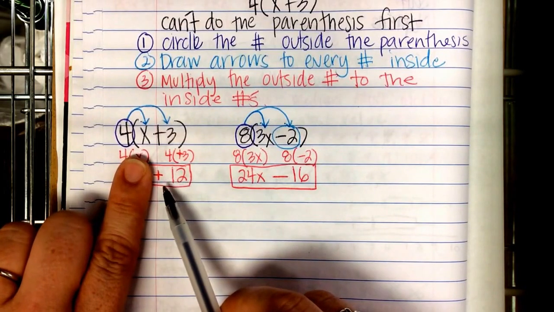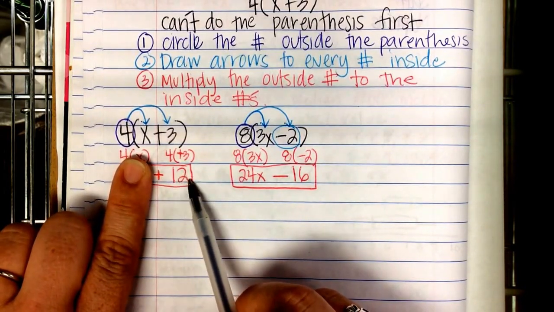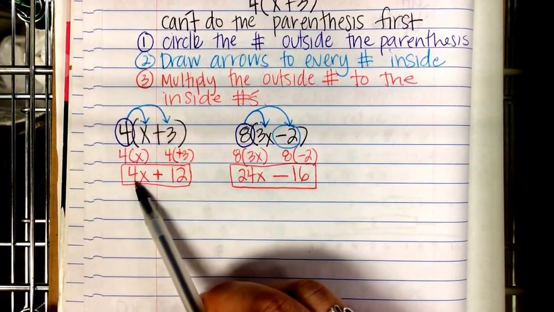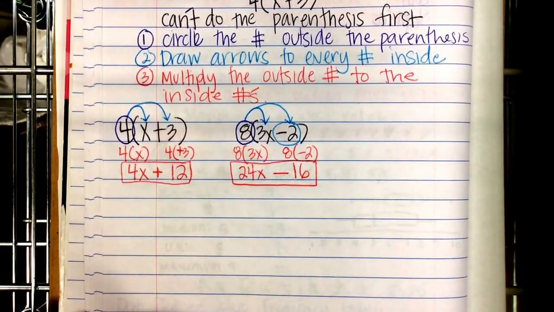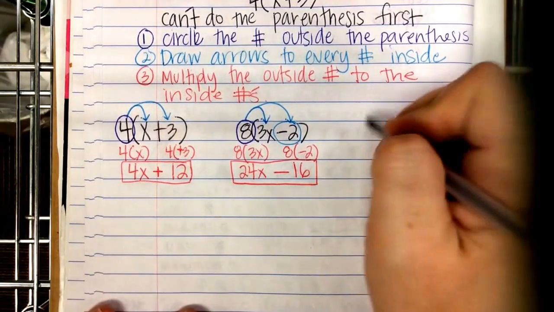If I remove the 4x, I read it as positive 12. But since the 4x is there, it's read as plus 12. So let's try the next one.